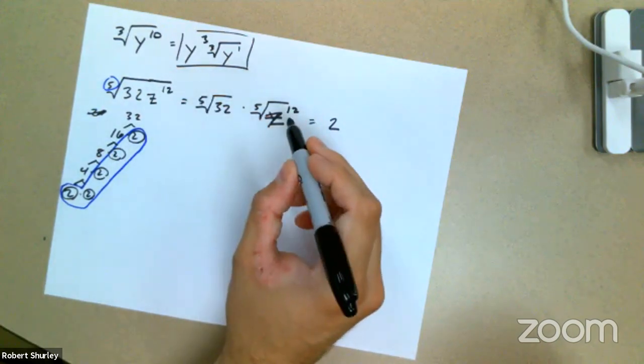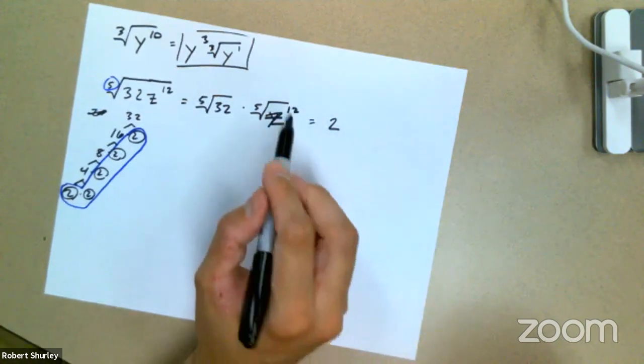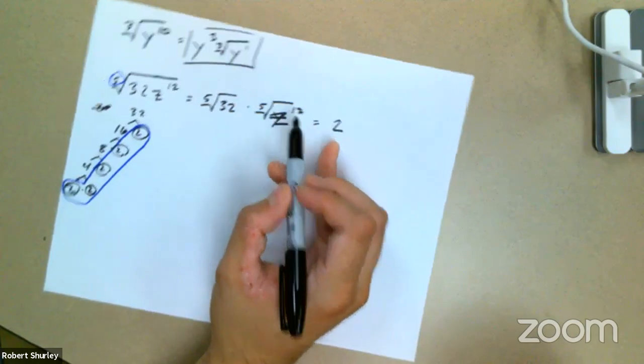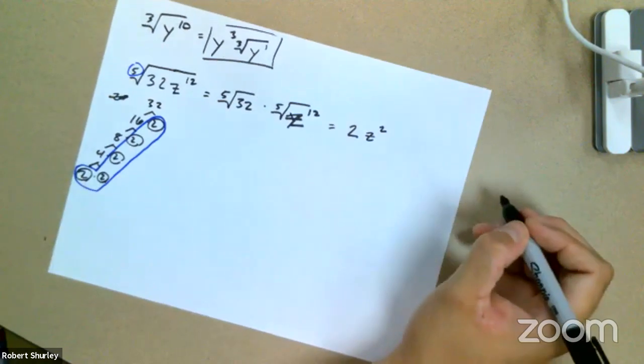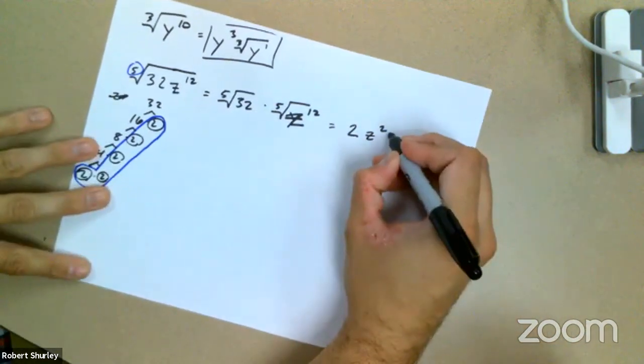factors. But now z to the 12th is going to be a little different because how many times does 5 go into 12? Well, 2 times, right? And then we've got a remainder of 2 as well.